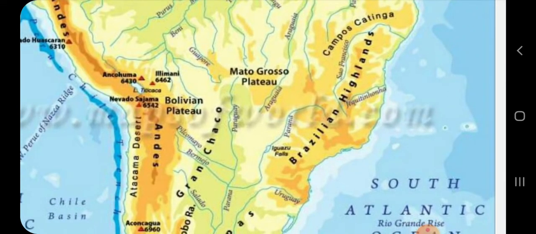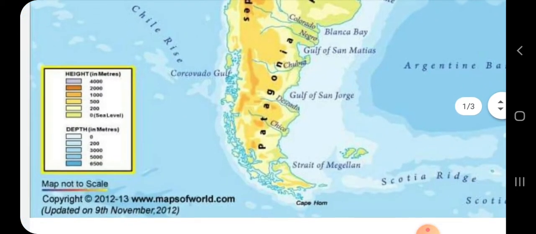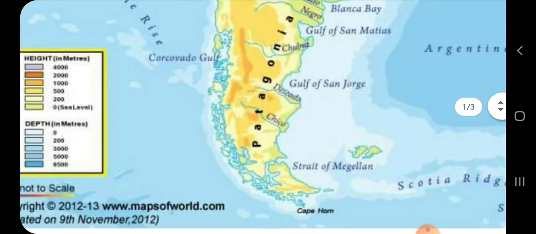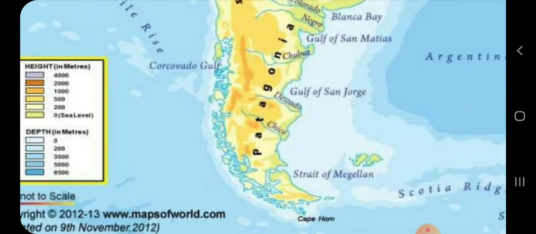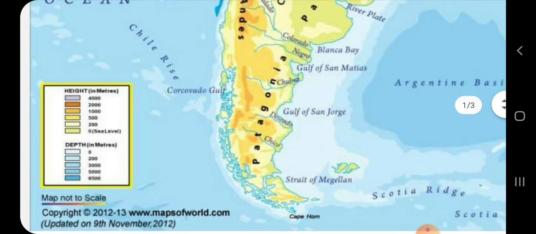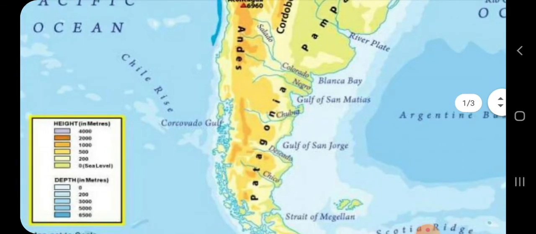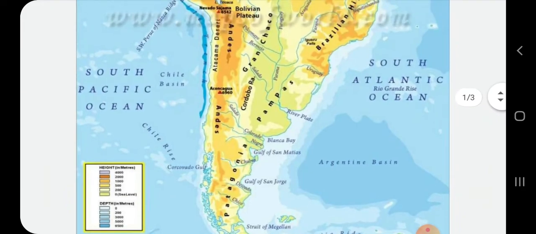The eastern highlands are much lower in height as compared to the Andes. This is the characteristic of the eastern highlands. You can see here in the region between 40 degrees south and 50 degrees south in Argentina lies a cold desert called the Patagonian Desert. Look at the location.